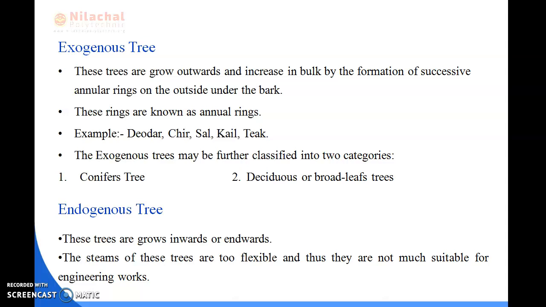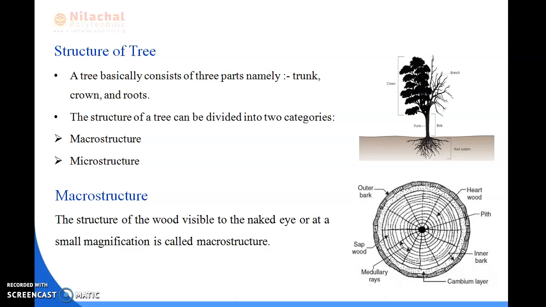These trees grow inward or endward. In exogenous, the trees grow outward, but in endogenous, they grow inwards. And the stems of these trees are too flexible, and thus they are not very suitable for engineering works. Next, I have discussed with you the structure of the tree. The tree basically consists of three parts: first is trunk, crown, and the roots.